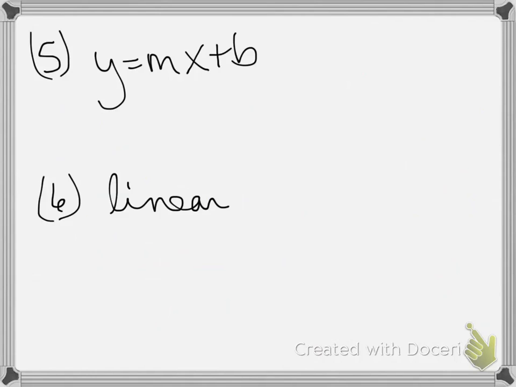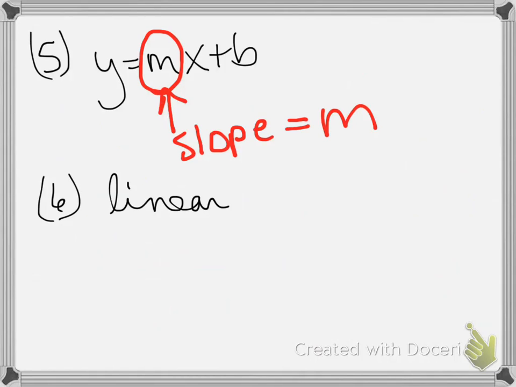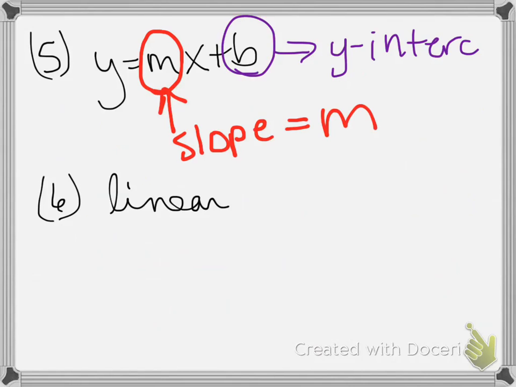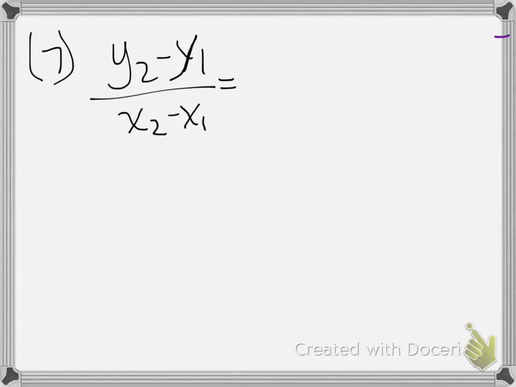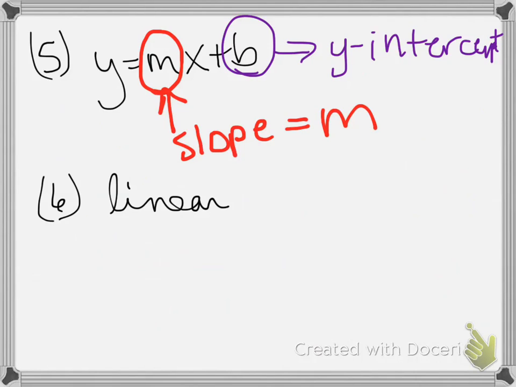Number 5, the question is, what is the slope of this line? If y equals mx plus b, the wording may seem strange to you, but really all the question is asking you is, where's the slope? And the slope is right there. So slope equals m. If you wanted to find the b, if the question was about what is the b, remember the b is the y-intercept. Oops. Got a little carried away there.